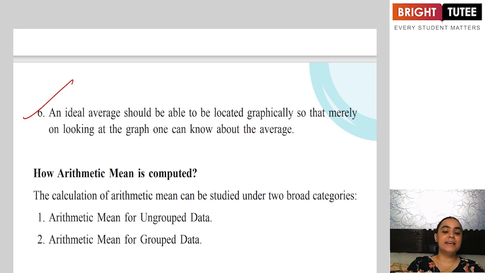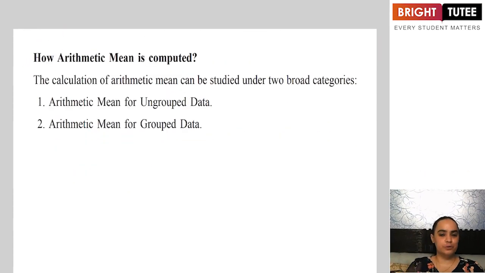Now, how do we calculate? As I have told you, in this unit you need to expect the numericals more than the theory. Now, the data can be classified into 2 broad categories.